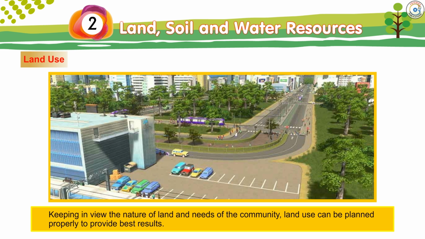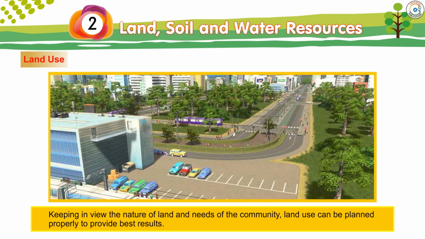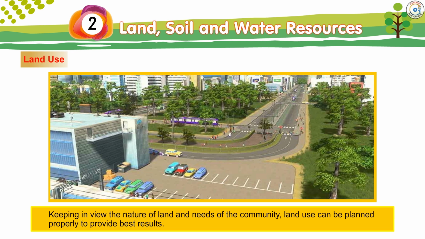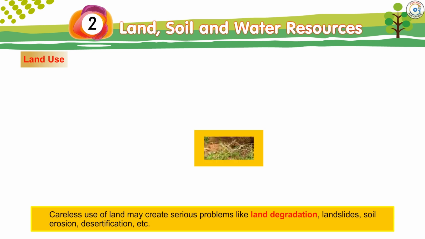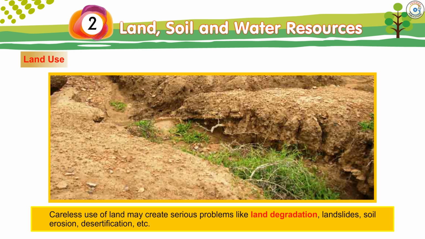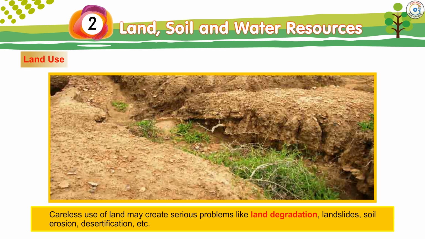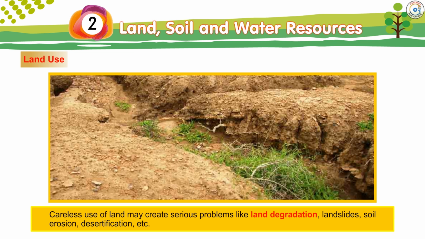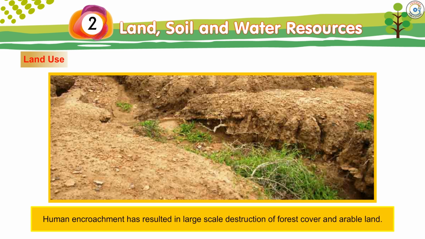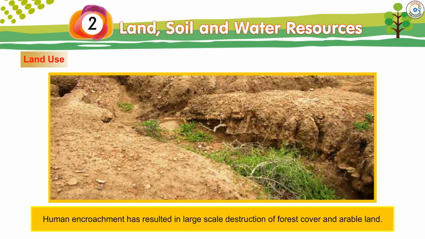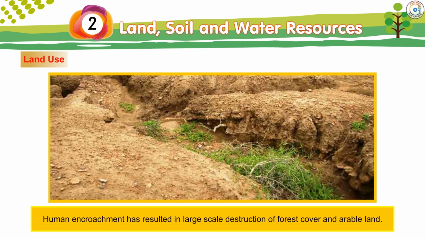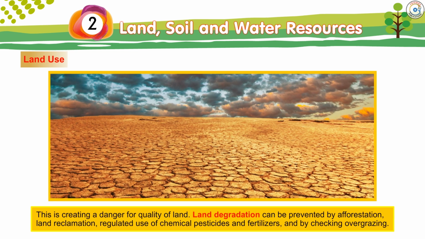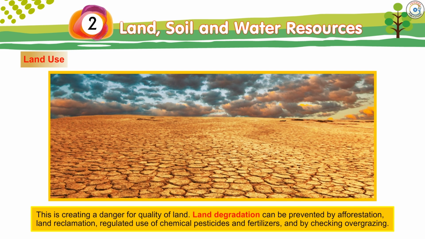Keeping in view the nature of land and needs of the community, land use can be planned properly to provide best results. Careless use of land may create serious problems like land degradation, landslides, soil erosion, desertification, etc. Human encroachment has resulted in large-scale destruction of forest cover and arable land. This is creating a danger for quality of land.